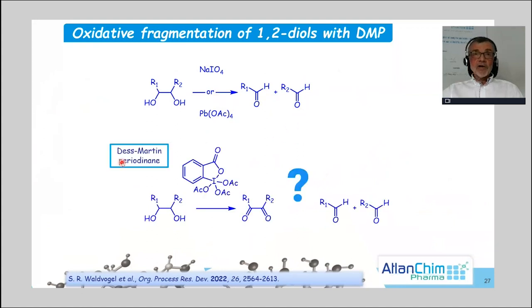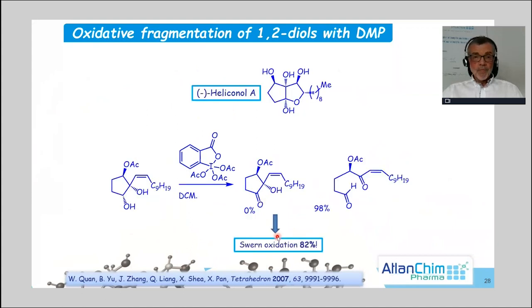The oxidation of vicinal diols with Dess-Martin's reagent is a highly substrate-dependent reaction without being really rational. You can obtain the corresponding 1,2-dicarbonyl compound or the oxidative cleavage products of this single carbon-carbon bond.